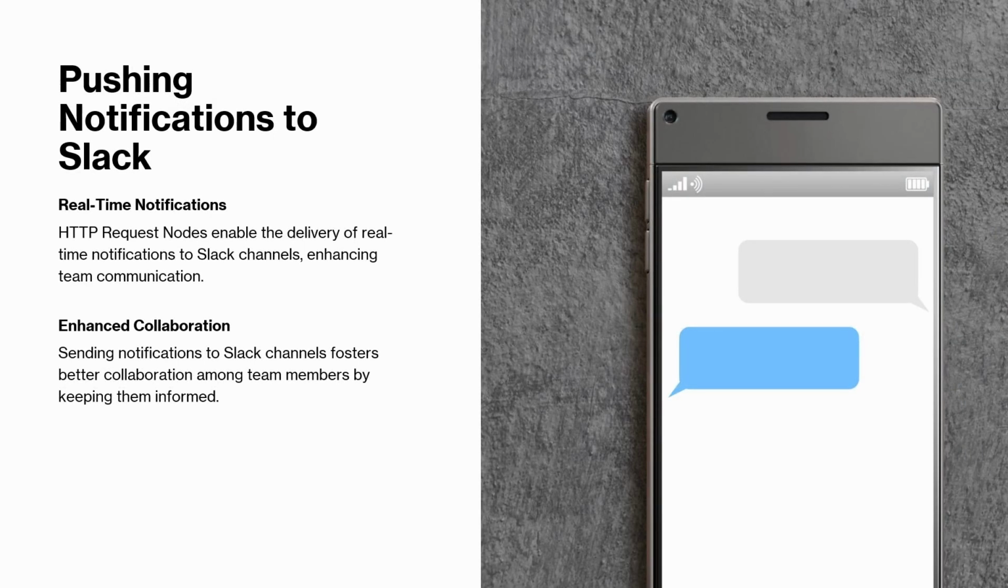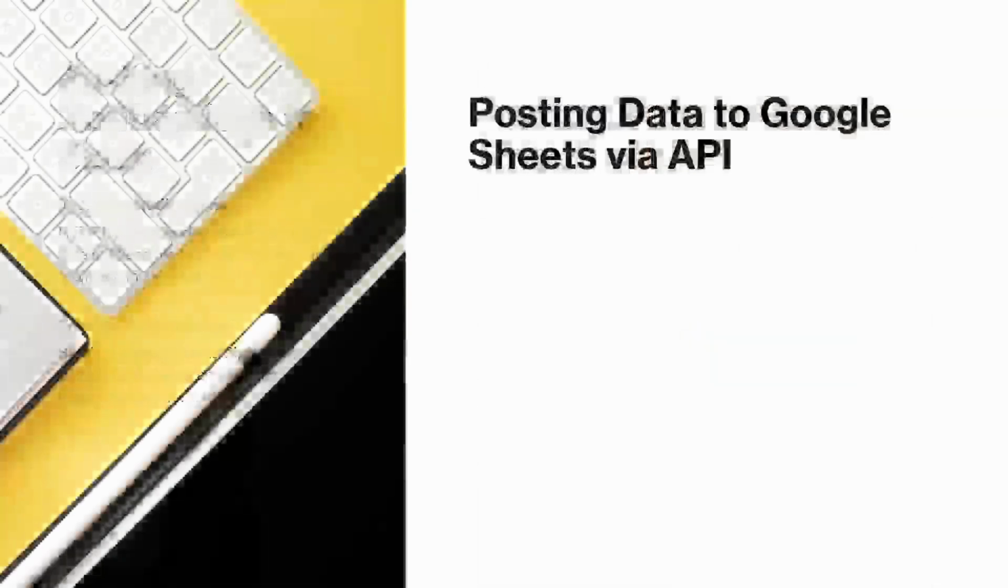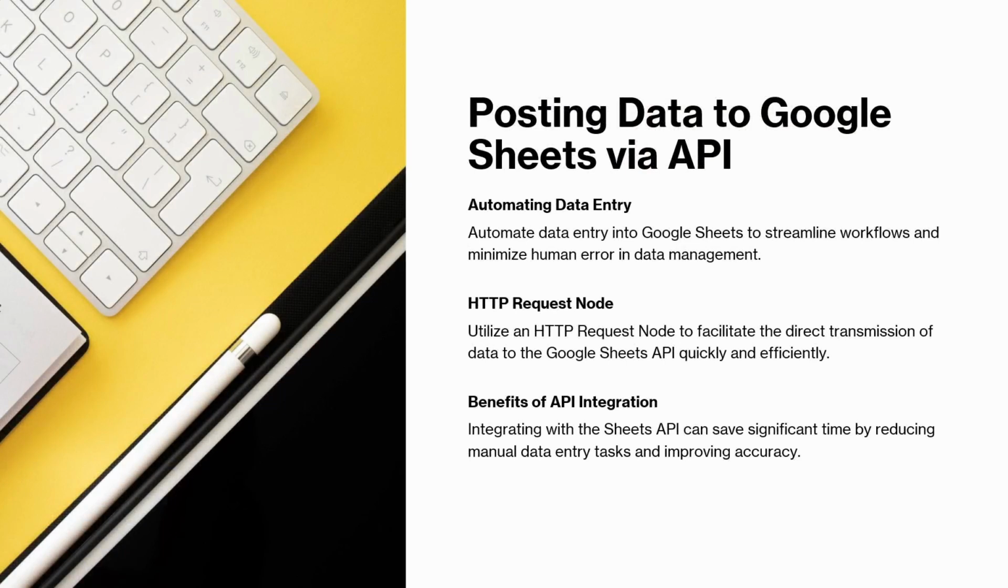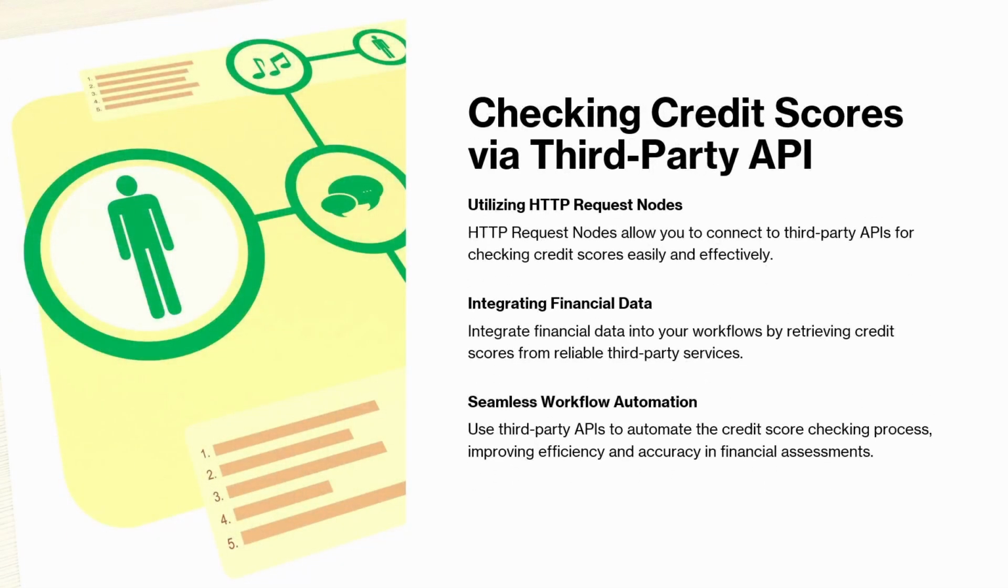For example, pushing notifications to Slack. HTTP request nodes enable the delivery of real-time notifications to Slack channels. Then you can post data to Google Sheets via API. You can do multiple tasks. You can create customer records and a variety of other tasks and post them into Google Sheets. Similarly, you can check credit scores via a third-party API. There are a lot of third parties which provide credit scores, right? Like Experian and other agencies. So you can actually use a third-party API.